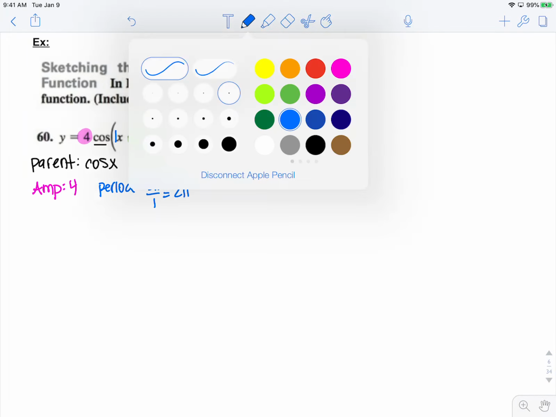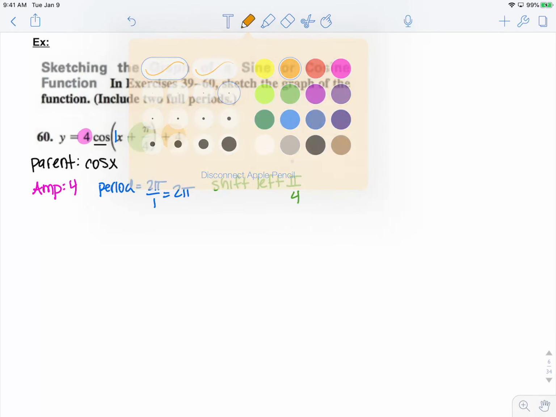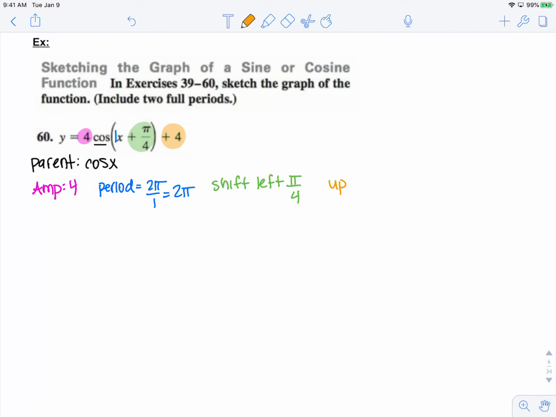Adding pi over 4 to our x shifts it left pi over 4 units, and adding 4 on the end shifts it up 4 units. So we have our transformations here.